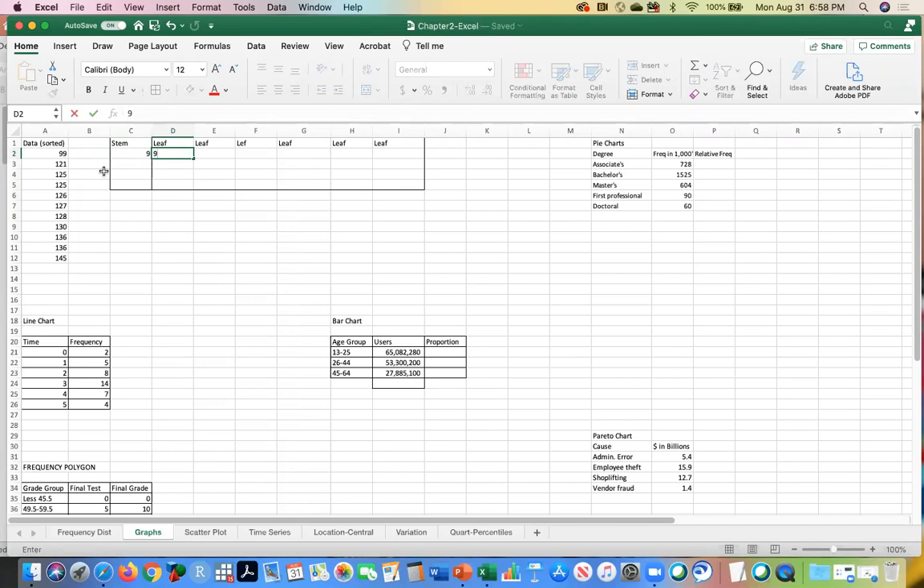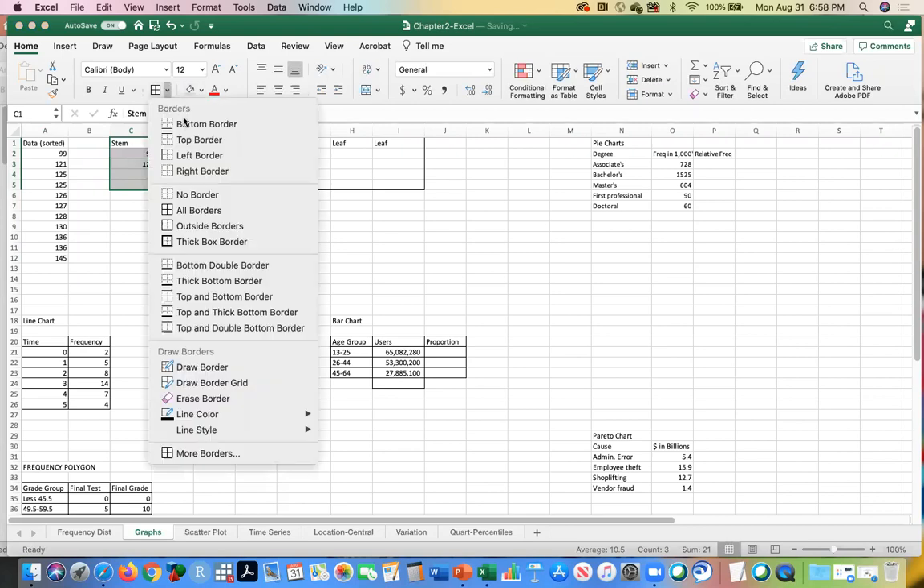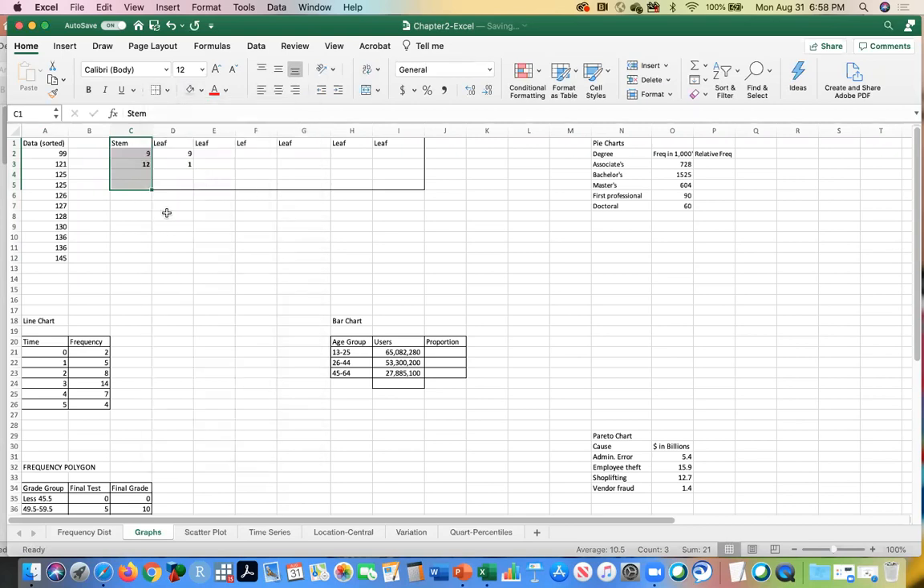I don't have anything in the hundreds and tens, so I'm going to start with my second number, which is 121. My stem is going to be 12 and the leaf is going to be 1. So 12 and 1. As you can see, I drew a line here. All I did is call Excel and say, Excel, give me the right border, and that's what it did. I am going to erase this line in the bottom because I don't need it.